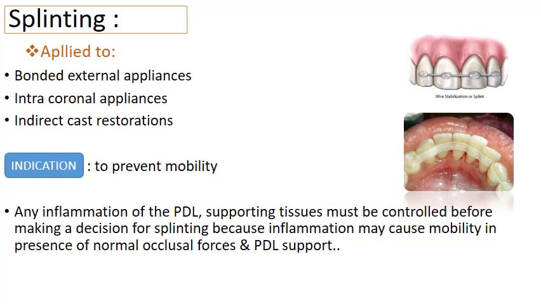Before considering the splint, the clinician must identify the etiology of instability. The most common indication to splint mobile teeth is to improve patient comfort and to provide better control of the occlusion. But it is important to note that any inflammation of the periodontal ligament supporting tissue must be controlled before making a decision for splint, because inflammation may cause mobility in the presence of normal occlusal force and normal periodontal ligament support.